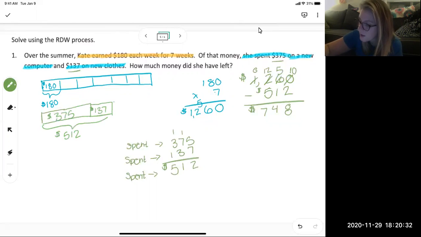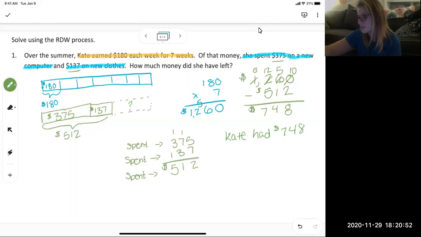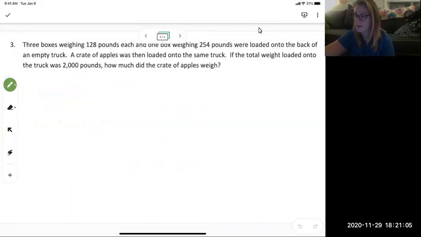And we wanted to find this amount, which is how much she would have left over. So our sentence that we're going to write is, Kate had $748 left over. Okay, let's do number 3. You're going to do number 2 and 4 on your assignment.